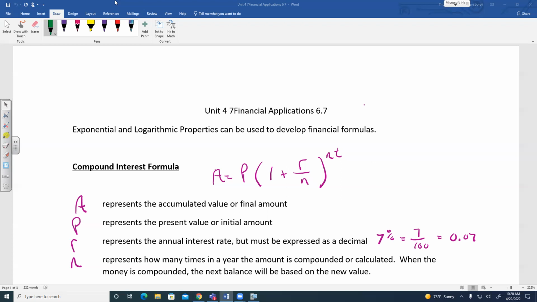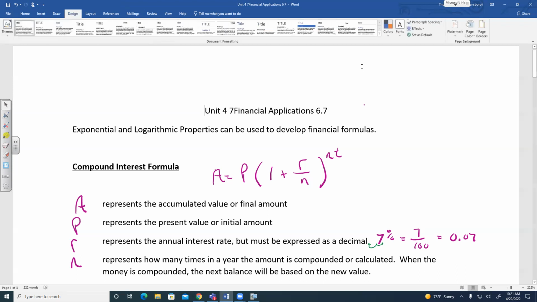R is going to represent the annual interest rate. But if you use this formula, it has to be expressed as a decimal. So for instance, 7%, remember that's 7 per 100. If you divide 7 by 100, that will give you 0.07. Or you may know the shortcut to change a percent to a decimal. You just move the decimal 2 places to the left. So on a 7, the decimal's on the end, and if you move it 2 places to the left, you would have to add a 0 as a placeholder, and that would give you 0.07.